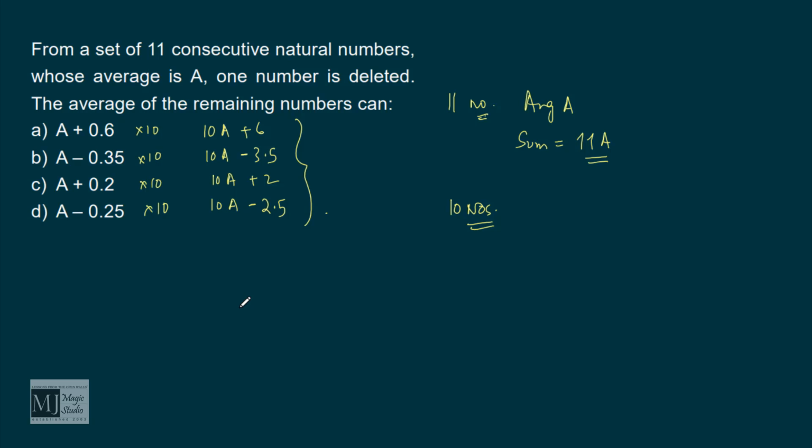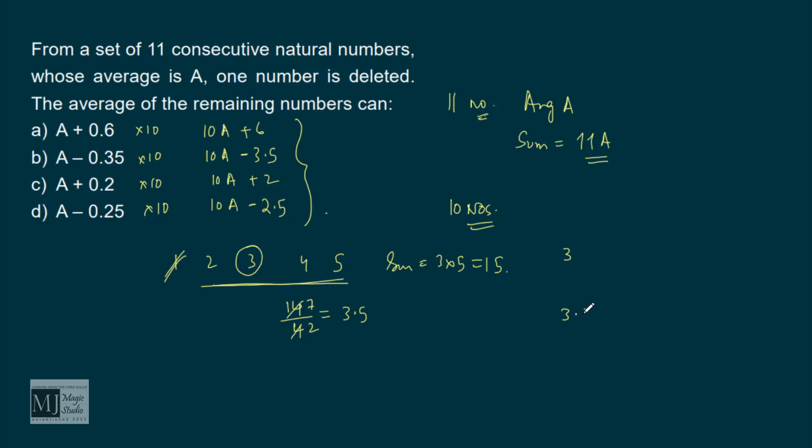Now, look at one thing. Instead of 11 numbers, suppose we have 5 numbers: 1, 2, 3, 4, 5. What is the average of these 5? The average is 3. So the sum is 3 into 5, that is 15. Now if I delete the smallest number, 1, I would be left with a total of 15 minus 1, which is 14. And 14 by 4 is 7 by 2, that is 3.5. Great. Initially my average was 3. Now my average is 3.5.